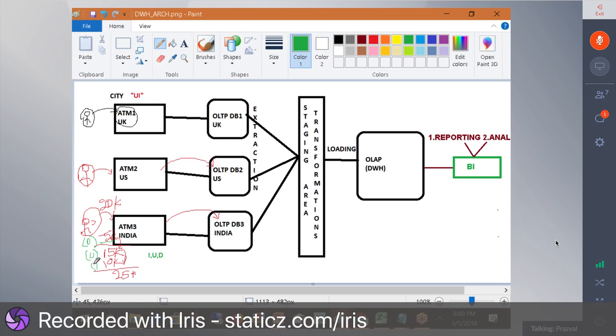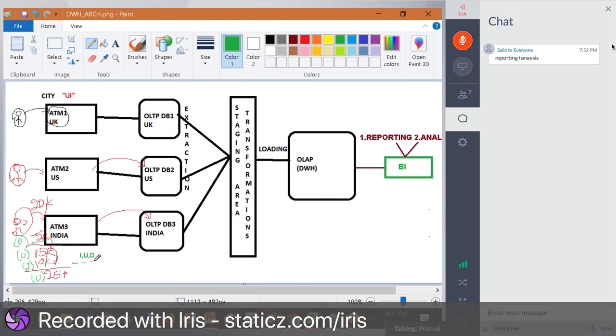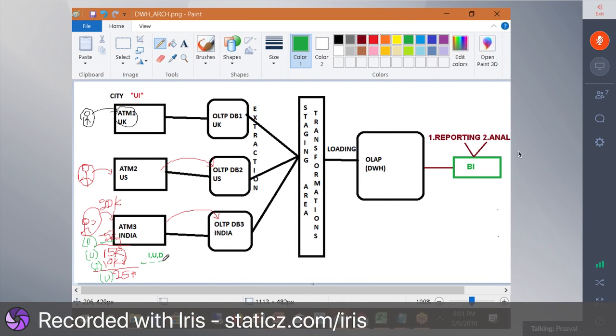Again the bank will trigger a program. That program will automatically insert 10k into my account, and again it is going to update my account with 25k. So doing inserts, updates, and deletes is known as a transaction, or changing the state of data is known as a transaction. So what are these three OLTPs storing? They are storing the complete transaction details of ICICI across the three different countries.